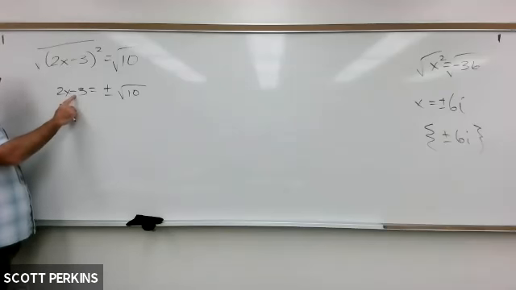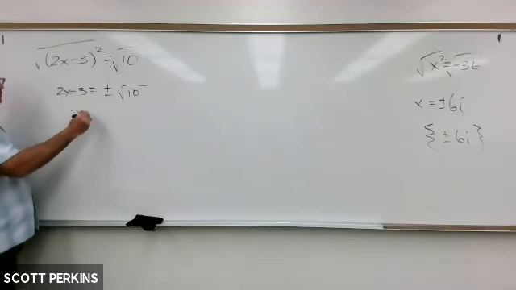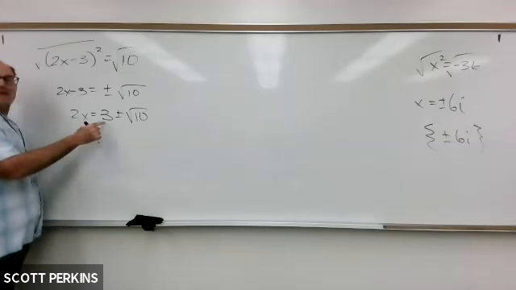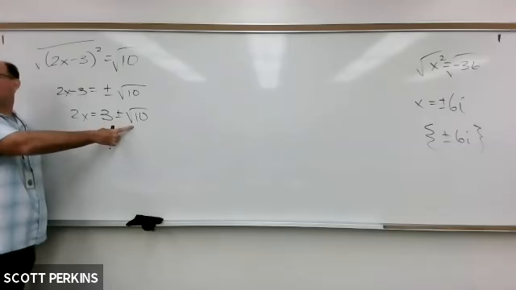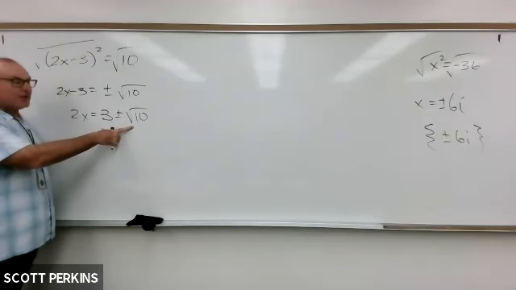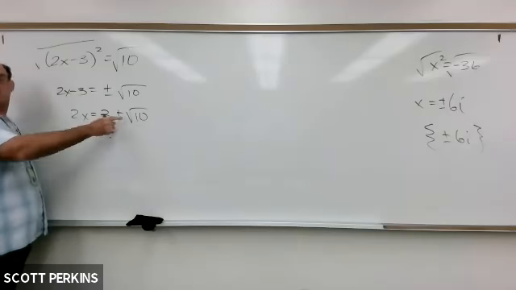So first thing is I'm going to add the 3 to both sides. So I get 2x is equal to 3 plus or minus square root of 10. Again, do not add these. These are not like terms. It's not 3 times the square root of 10. It's not square root of 13. It is 3 plus or minus square root of 10.